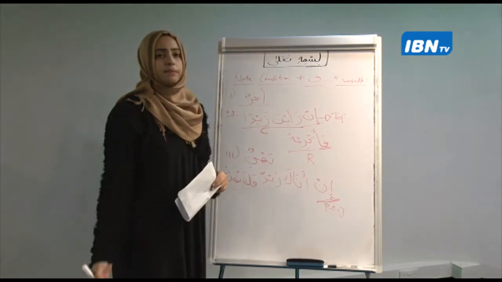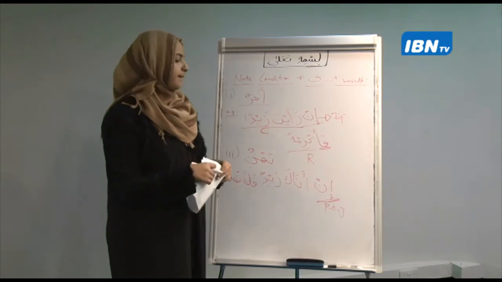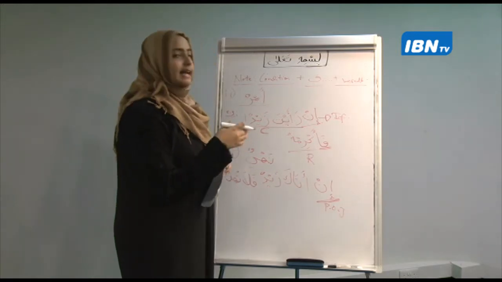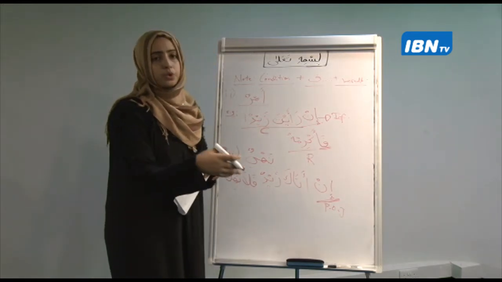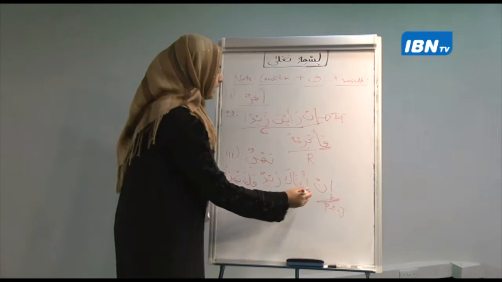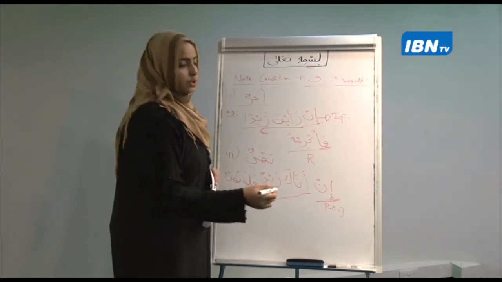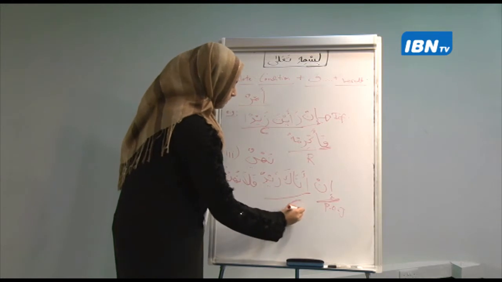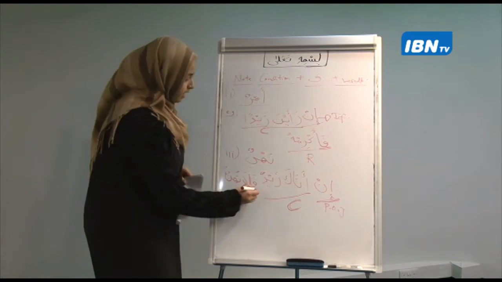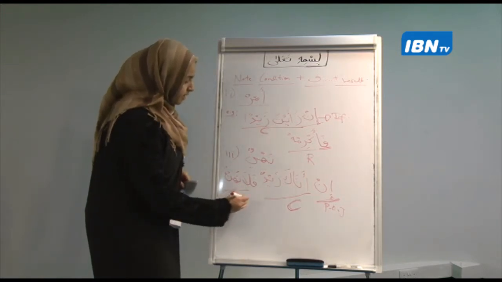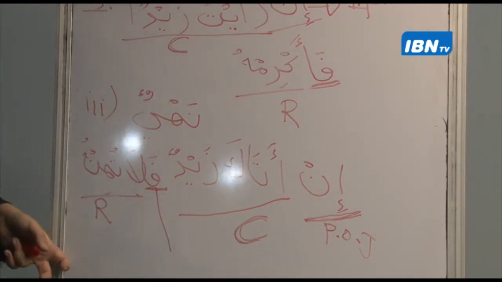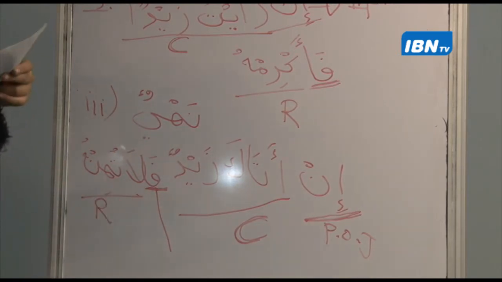What is the condition? I'm saying that in ataka Zayd, meaning if Zayd comes to you. So that is the condition. Fala tuhinhu, do not humiliate him. This is my result. Fa is in the middle, in between the condition and the result.